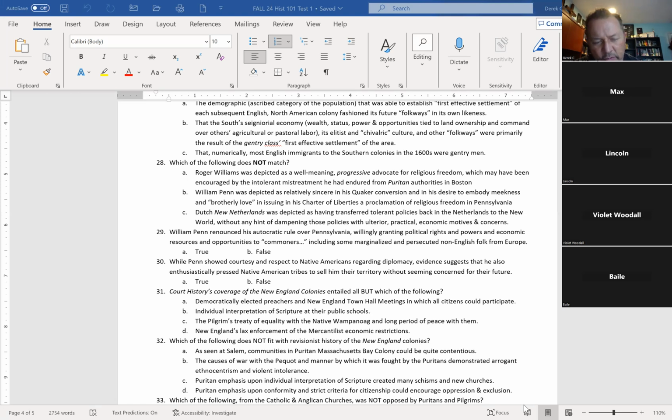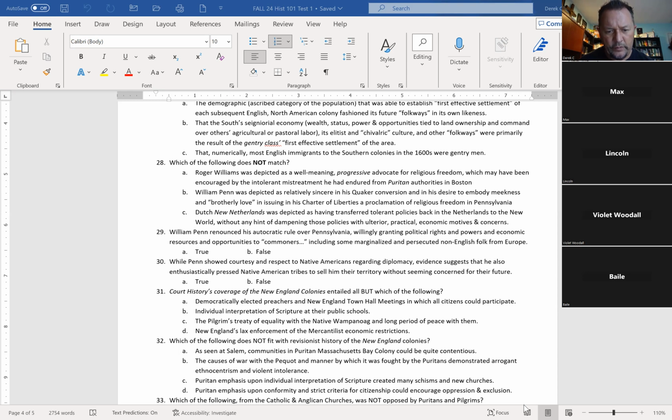But then the next section contends that he kept pressing the Native Americans for more and more land, and he had to have known that that was going to doom them, dispossession of land in the long run. And he didn't seem to care. He didn't seem to be worried about that.